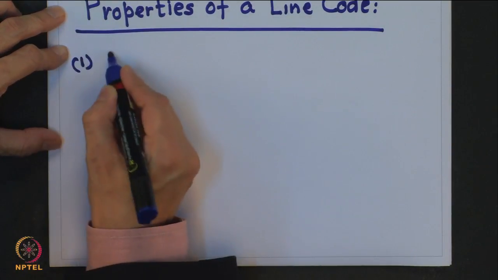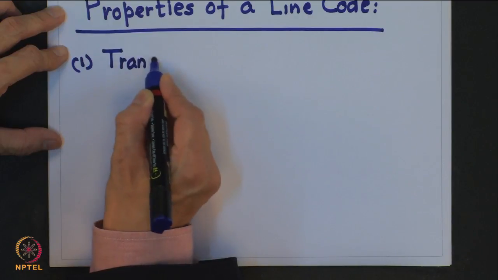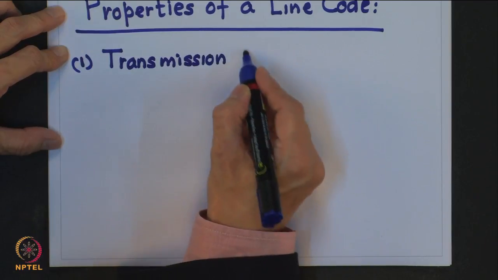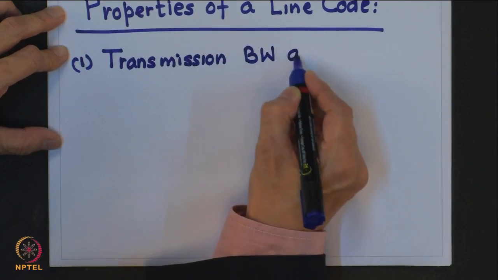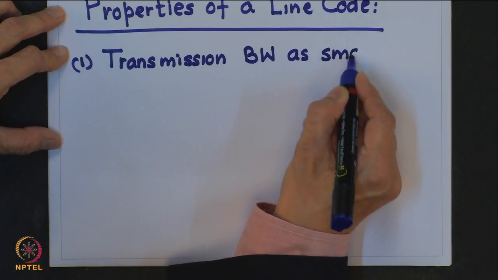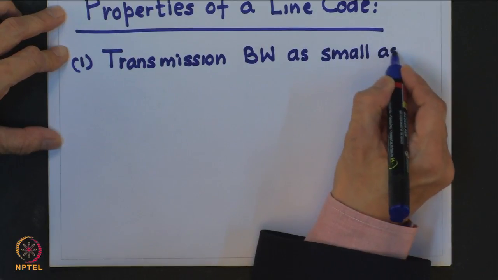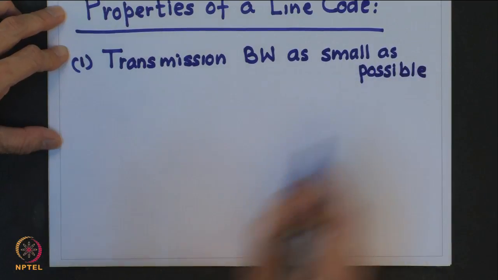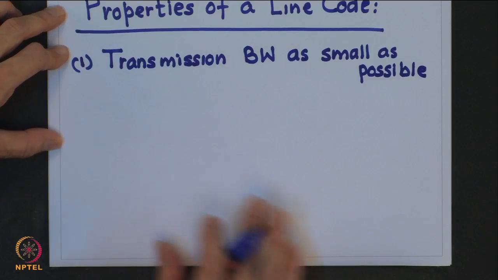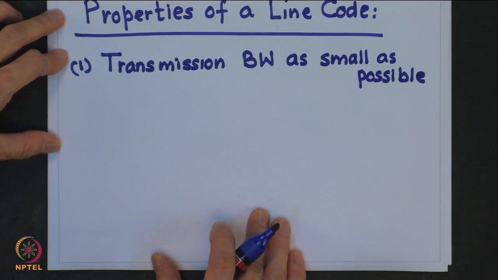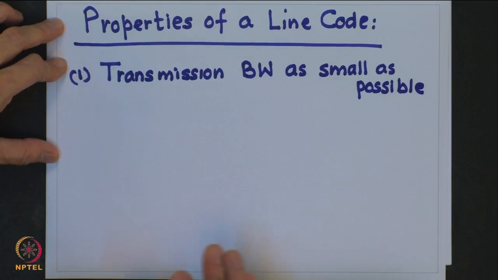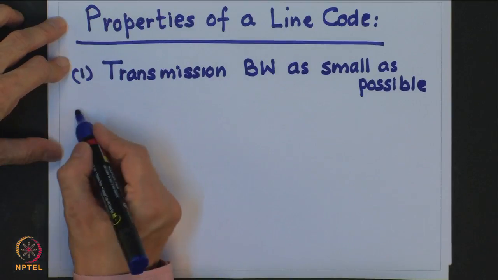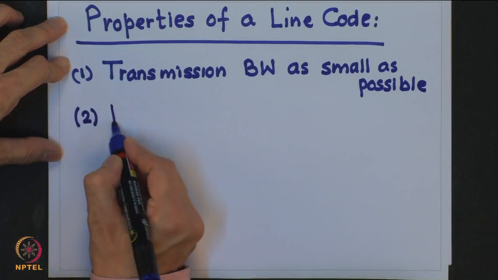First, transmission bandwidth should be as small as possible. And we can obtain this bandwidth by calculating the power spectral density of a line code, and we will see later on how to do this. So, this is the important thing. Another thing we desire is power efficiency.